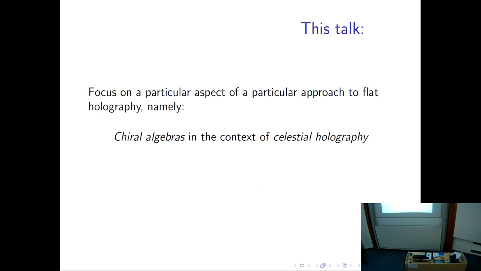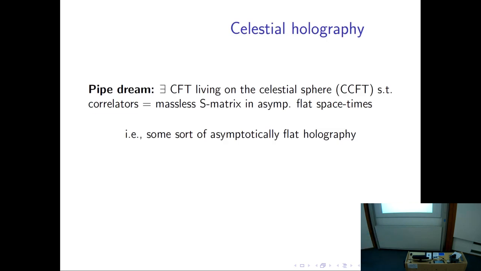So anyway, today I'm going to focus on one particular aspect of one particular approach to this idea of flat holography, which is something called celestial chiral algebras, or if you like, chiral algebras in the context of celestial holography. So at least for argument's sake, let me pretend that maybe you haven't drunk the Kool-Aid and these words don't necessarily mean anything to you. So what are these things? Again, Laura's done a lot of the heavy lifting for me already, giving you a nice sales pitch for what celestial holography is.